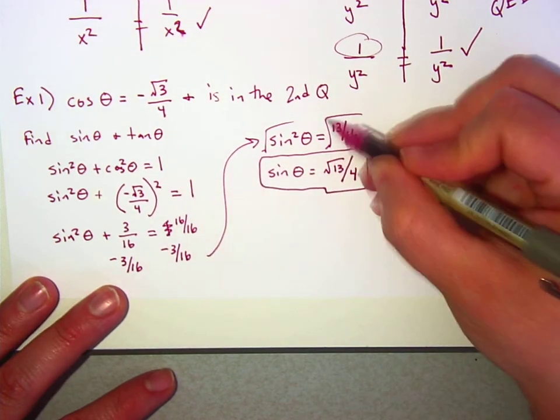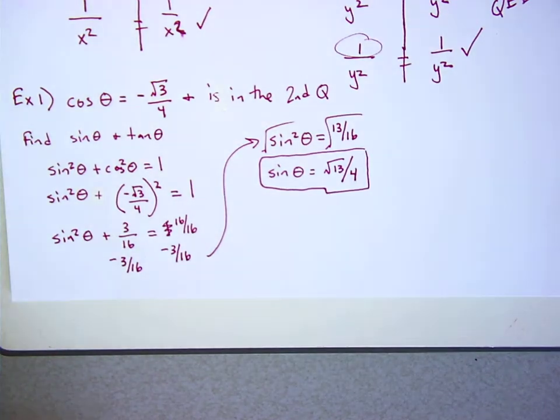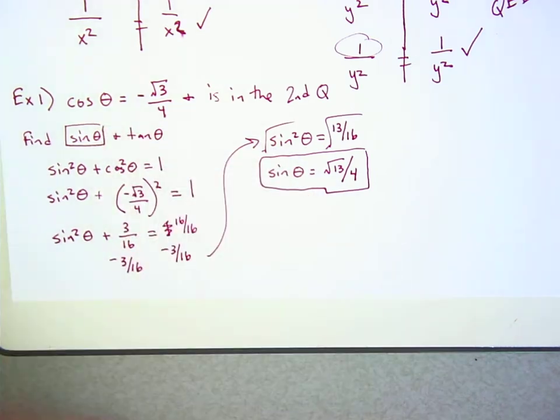Because if I do the square root of this whole thing, I have to do the square root of the top and the square root of the bottom, and the square root of 16 is 4. But now I've only gotten sine so far, right? And I still need tangent. Oh my gosh, this is a nightmare.